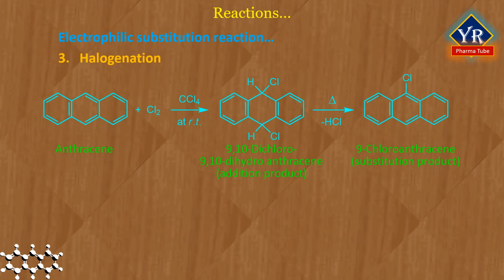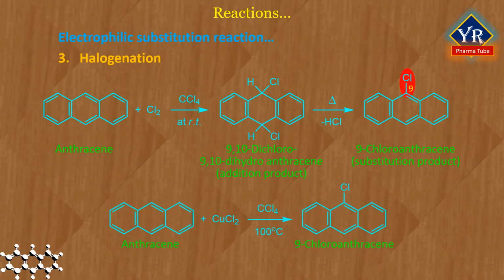Further heating of this compound, it loses a molecule of hydrogen chloride by 1,4 elimination to form 9-chloroanthracene, that is a substitution product. In an alternate method, 9-chloroanthracene may also be obtained by chlorinating anthracene at 100 degrees centigrade or by treating anthracene with cupric chloride in carbon tetrachloride solution. They are useful intermediates for the preparation of certain 9-substituted anthracenes.